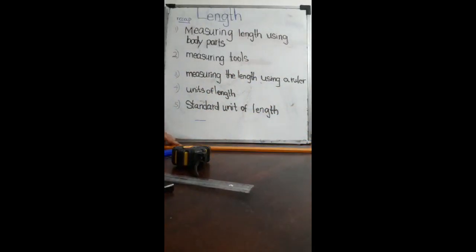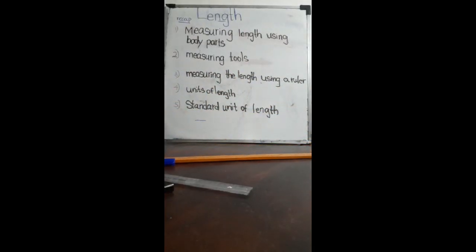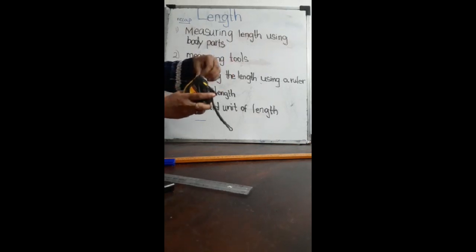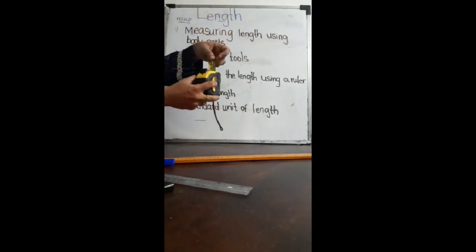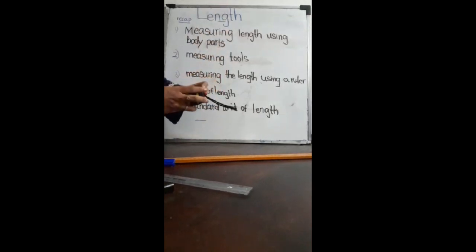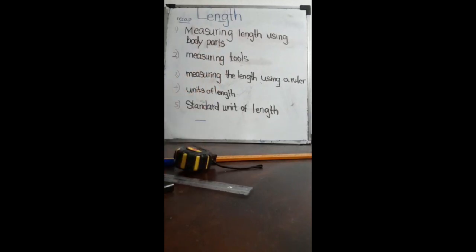Right. Now I'm going to show you another measuring tool. What is this? Can you tell me? This is a tape. We also use this to measure the length of particular places, from one place to another place. That means from one particular small place to another place, right? Okay, now let's go to the next session.